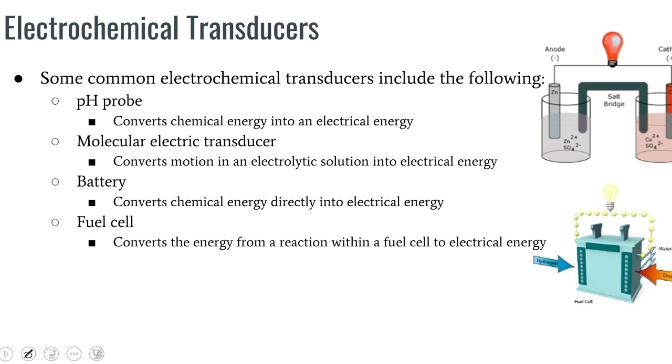So again, with transducers, we will have a number of categories, a number of types of transducers, based on the type of energy conversion that we have. When we talk about chemical transducers, these are ones that convert chemical energy into electrical energy, things like that. Batteries are a good example for that. Fuel cells are a good example for that. So these are conversions between electrical and chemical energy.